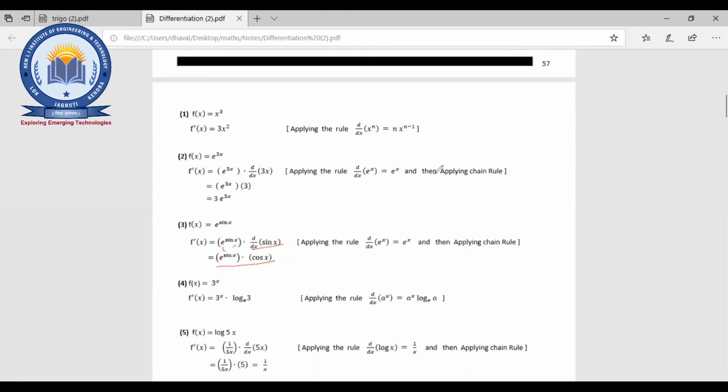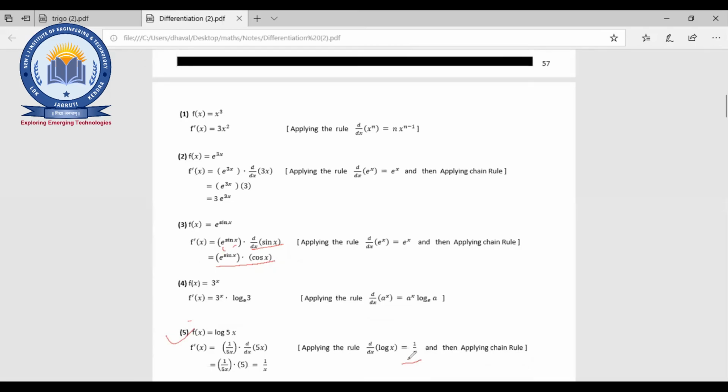Chain rule also we are going to apply in that one. Okay. Now, the next thing is log 5x. Here it will be log 5x. What is supposed to be there? It is right, what? Log x. We know that is what? 1 by x. But instead of that, it is 5x.